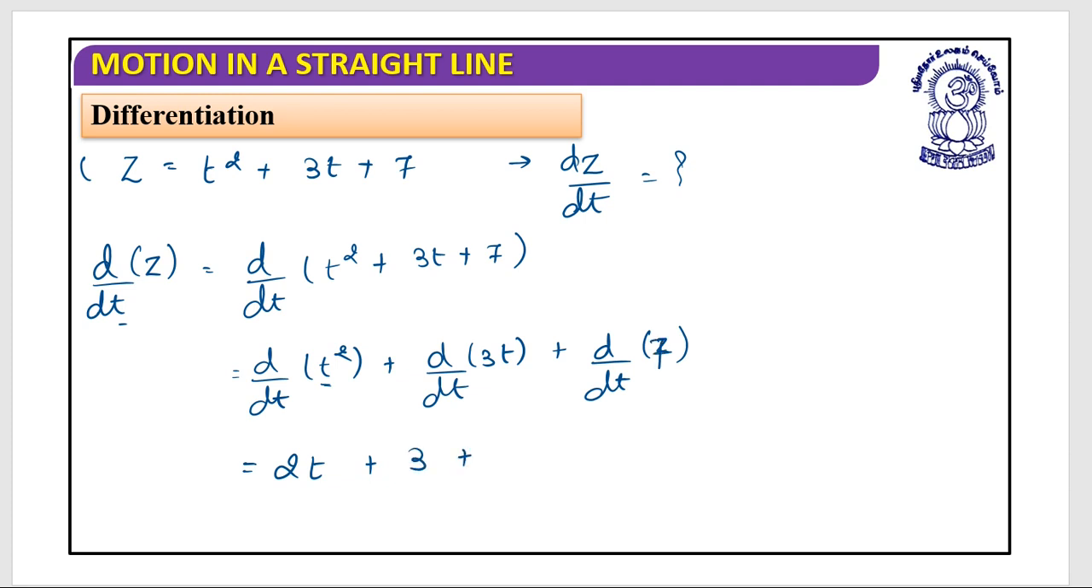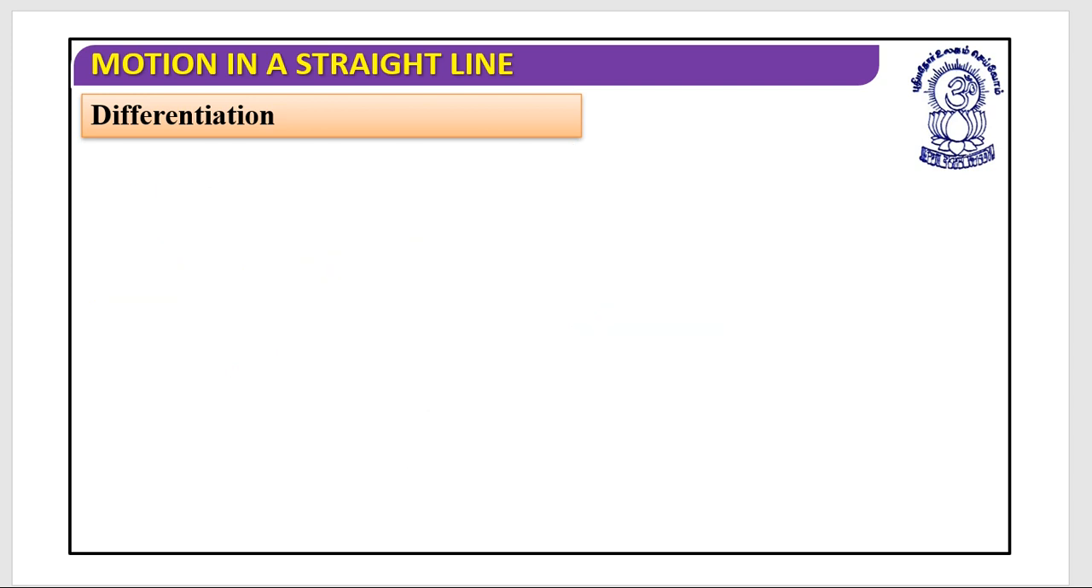Now this 7 is a constant, and as previously discussed, differentiation of any constant number would be 0. So d by dt of 7 would be 0. So this comes to 2t plus 3. Yes. What was your answer? Was it the same? Are you sure? Okay, very good. Now let's look at the next.